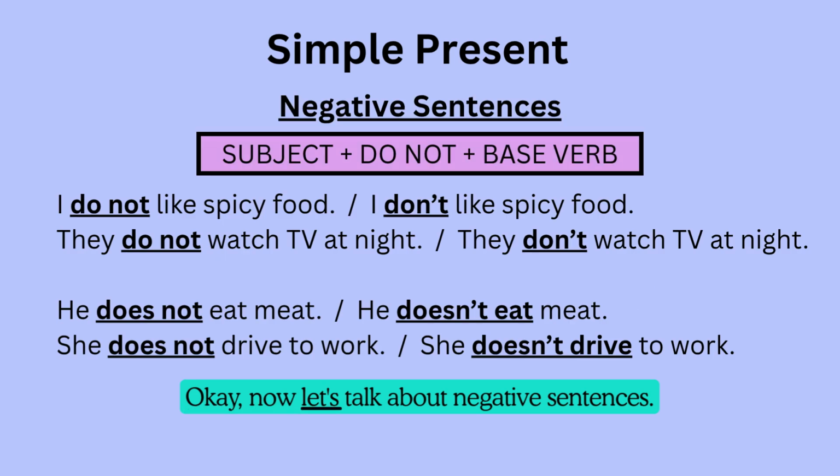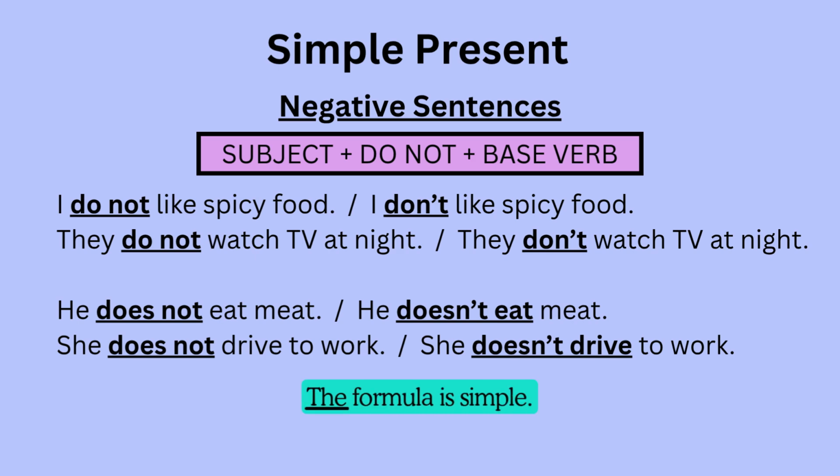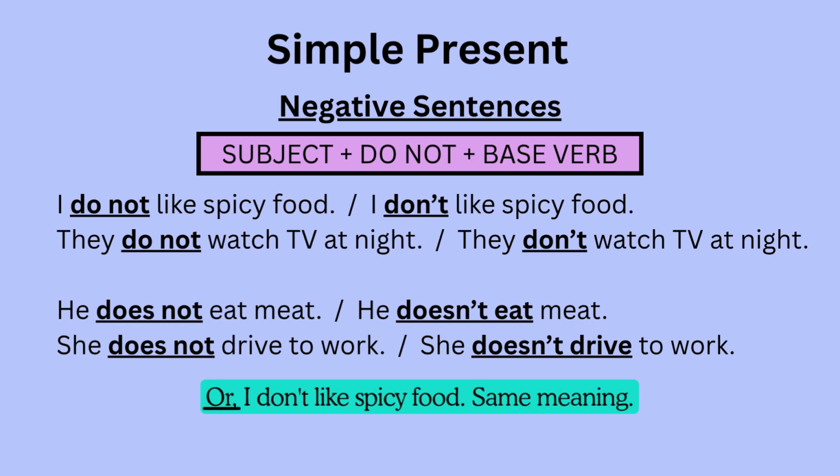Okay, now let's talk about negative sentences. This is how we say something is not true. The formula is simple. Subject, do not, base verb, or the short form, don't. For example, I do not like spicy food, or I don't like spicy food. Same meaning. They do not watch TV at night, or they don't watch TV at night.